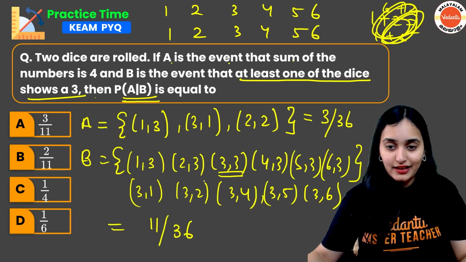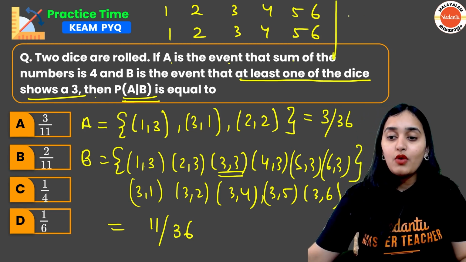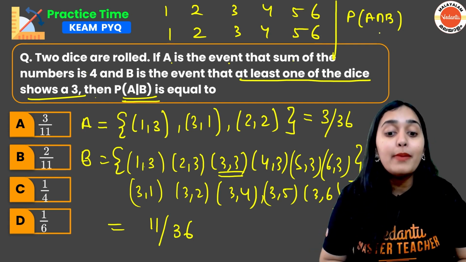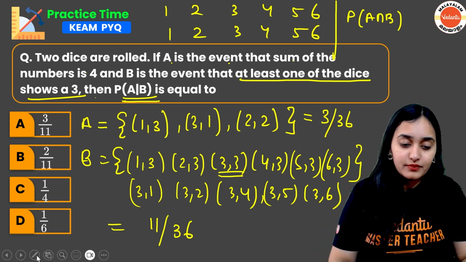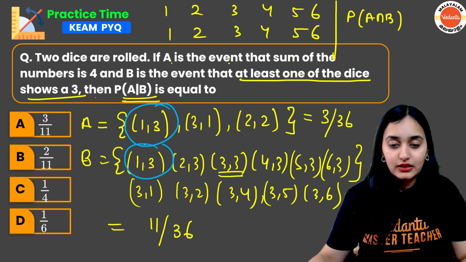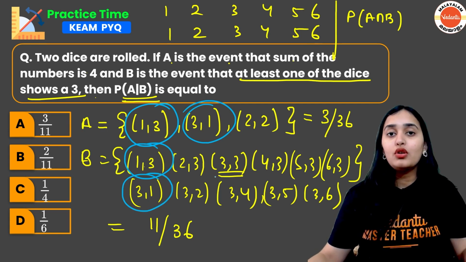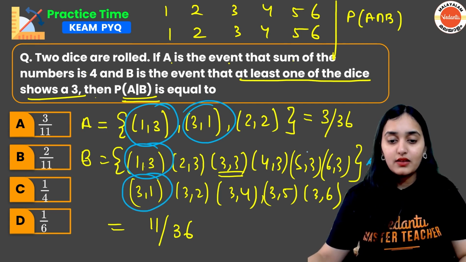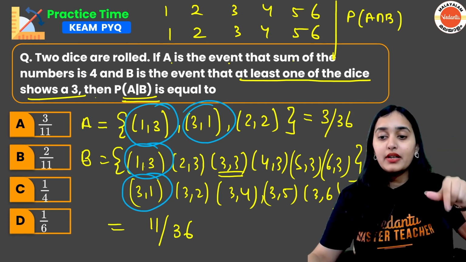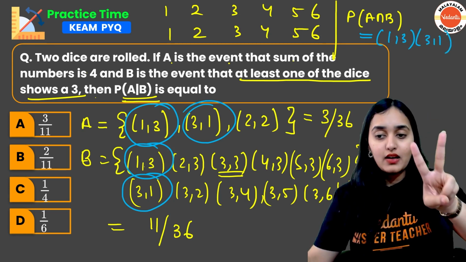Let me show you what is the probability of A intersection B. Now, intersection means common. What is common between them? Show me. 1 3, 3 1, 2 2. There is no 2 2 here. So only these are common. Only two things are common. A intersection B is 1 3 and 3 1. Only two things are common.